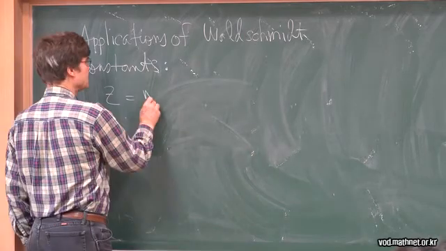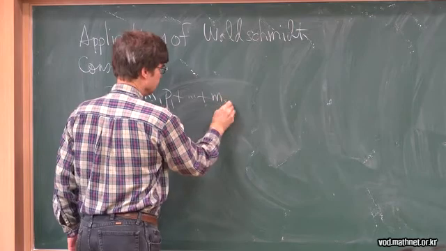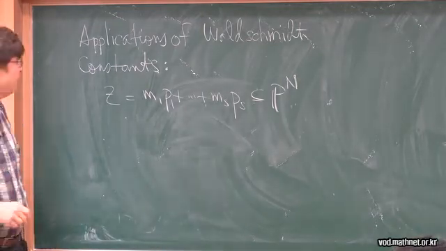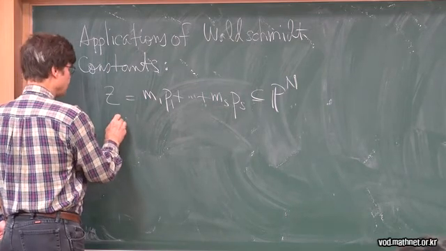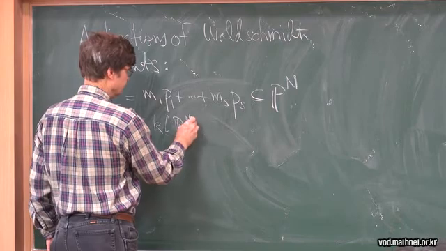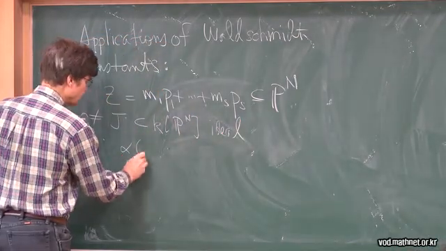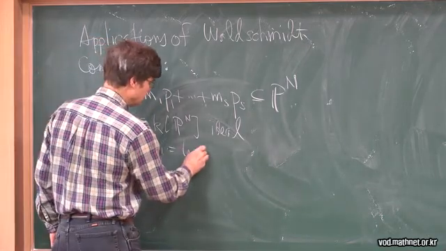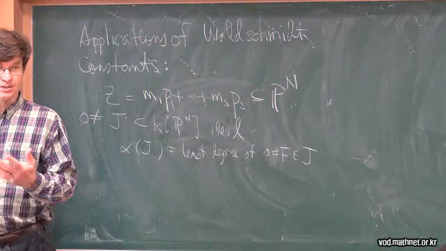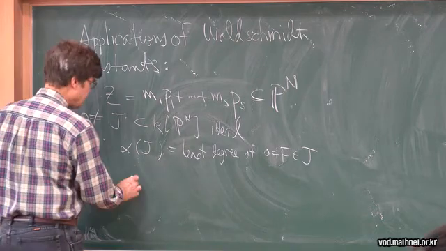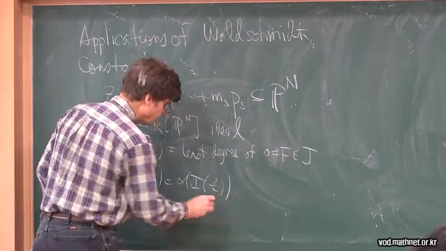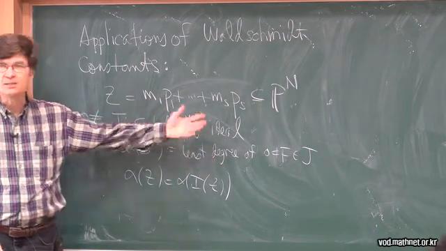But let Z be a fat point subscheme. It can be in n-dimensional projective space in general. And for notation, if J is a non-zero ideal, alpha of J is just the least degree of an element of the ideal, a non-zero element of the ideal. And alpha of the subscheme, I'll just mean alpha of the ideal of the subscheme.